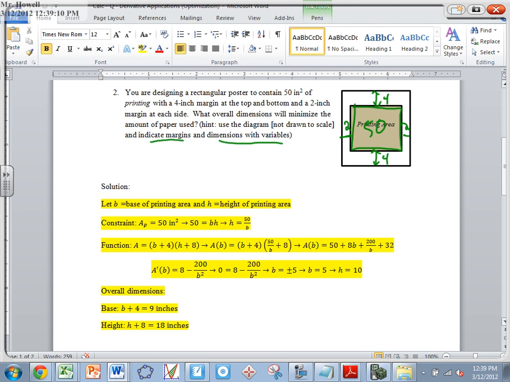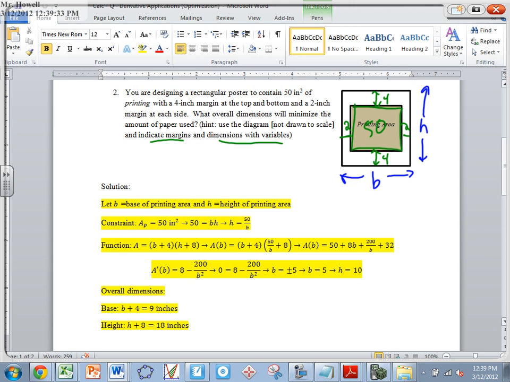So now, if I want to figure out the overall dimensions of the whole thing, the overall dimensions to minimize the amount of paper used, what can I call the base? You used B and H. So I'll call this B, and I'll call this H.